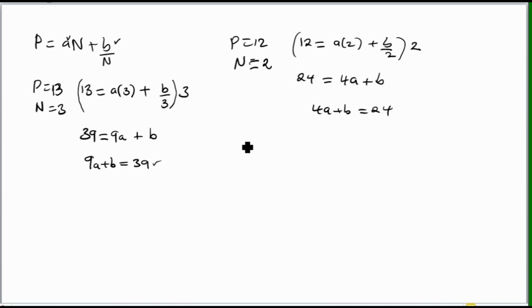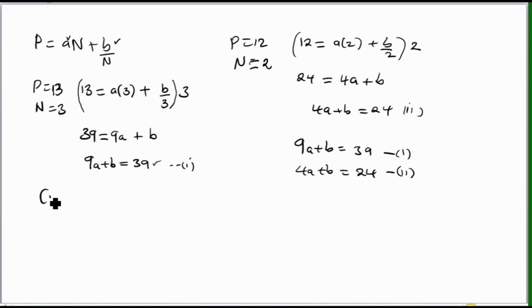Now I can call the first one here equation 1 and this one equation 2, and these are a pair of simultaneous equations. So my equation 1 is 9A plus B equals 39 and 4A plus B equals 24. Equation 1, equation 2. Using Cramer's rule now, what does Cramer's rule state?